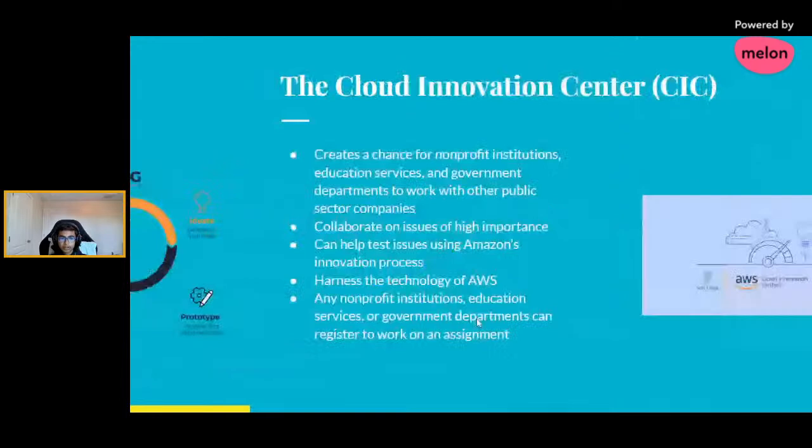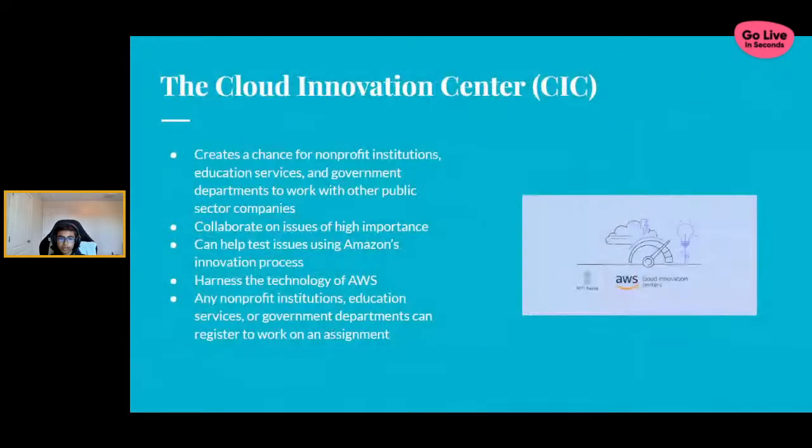So the Cloud Innovation Center. This creates a chance for nonprofit institutions, education services, and government departments to work with other public sector companies. The Cloud Innovation Center helps collaborate on issues of high importance, and you can help test issues using Amazon's innovation process. The Cloud Innovation Center allows you to harness the technology of AWS, and any nonprofit institutions, education services, and government departments are allowed to register to work on an assignment.